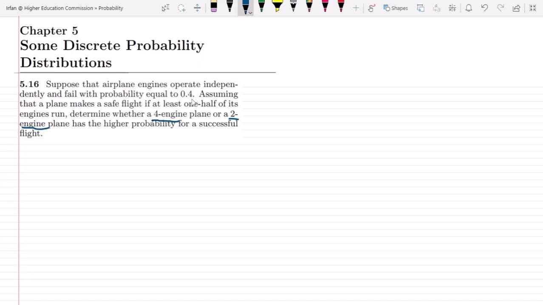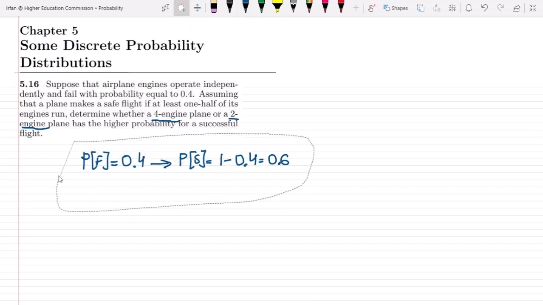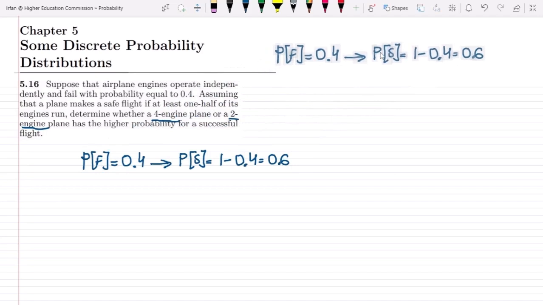first of all, let us see what the probability of engine failure or success is. So the failure probability here is 0.4. This is P of F. P of F is what? This is 0.4. On the basis of it, we can also find the probability of success, and that would be 1 minus the probability of failure, so 1 minus 0.4, which is 0.6. Let me take it and move it to the other side and place it here.